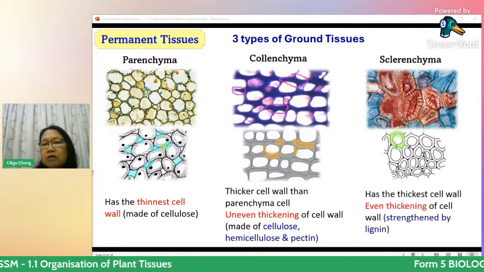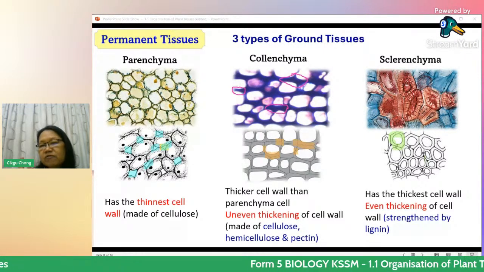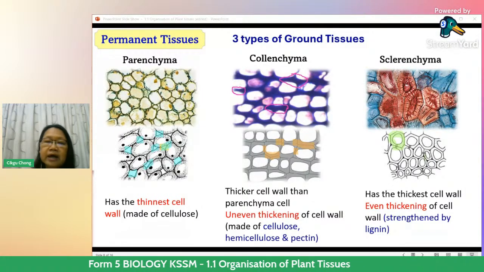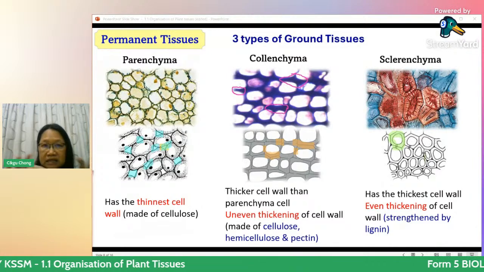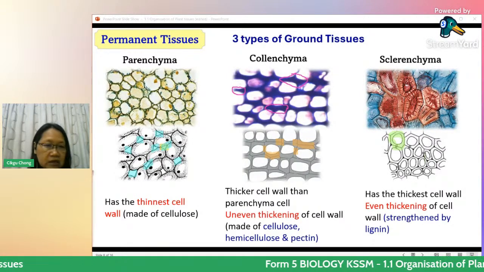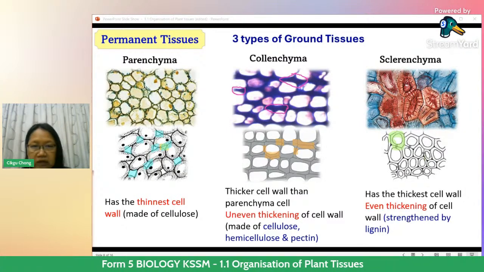So how to explain it? Why do you say this is sclerenchyma? Because it has a very thick cell wall. Out of the three, it has the thickest cell wall. And the thickening of the cell wall is even. Even means the thickness is the same everywhere. Not like the collenchyma, where one corner is thicker and the other side not so thick.